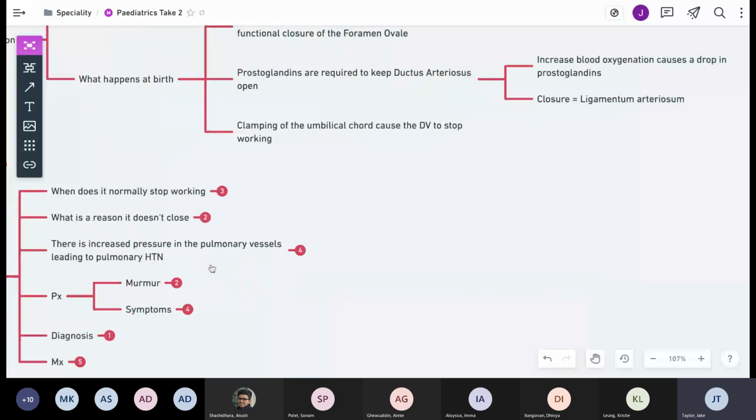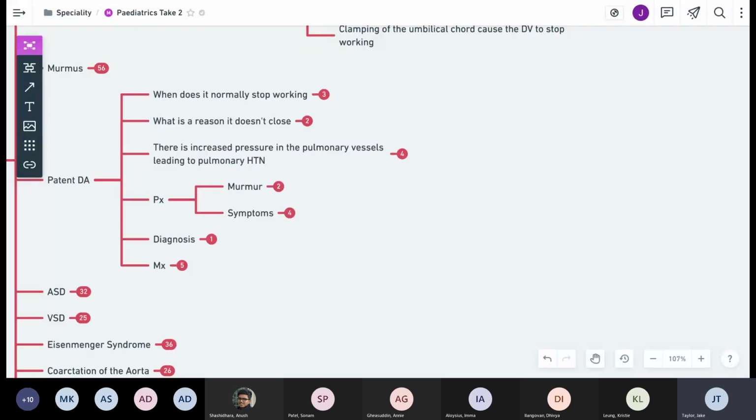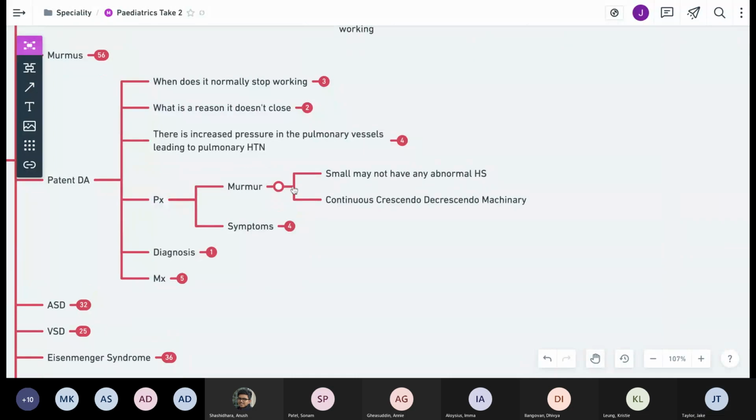Now, does anyone know what murmur you classically get with someone who has a patent ductus arteriosus? What sort of murmur would I hear? Yes, good. A continuous machinery-like murmur. Very good. I also say crescendo to decrescendo, apparently, but continuous machinery is good. So if it's small, they may not have any other sounds.